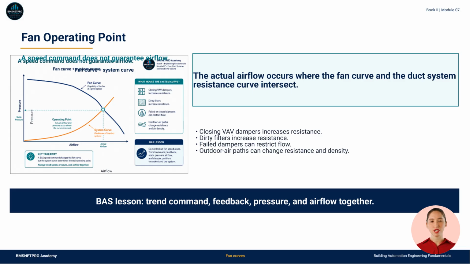If VAV dampers close, filters load, coils foul, a fire damper restricts the duct, or outdoor air paths change, the system curve changes. The fan may be doing exactly what it is commanded to do, while the building still receives the wrong airflow. When diagnosing, compare command, feedback, duct pressure, airflow, damper positions, and actual field conditions before changing the set point.